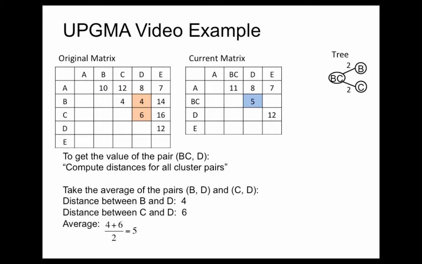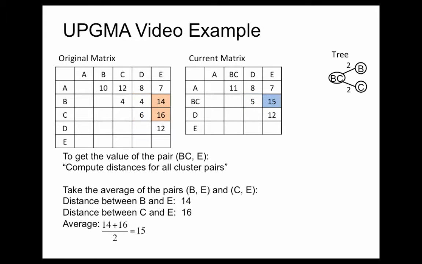So we did that for one of the 3, now we can do it for the second of the 3. The distance between BC and D is going to be the average of the distance between B and D and C and D. On the original table, we can look at the distance between B and D, which is 4, and the distance between C and D, which is 6. If we just take the average of those 2 and put it in the blue slot, then it's 5. So 4 plus 6 divided by 2, that's 5.